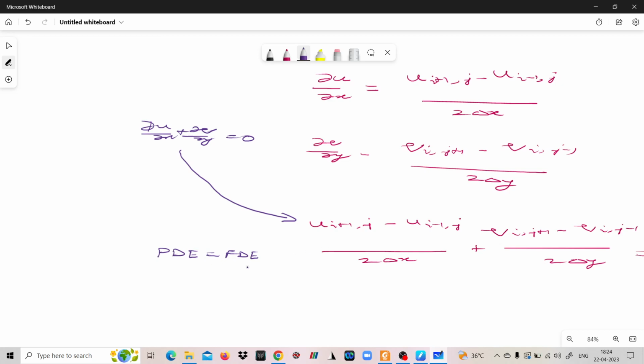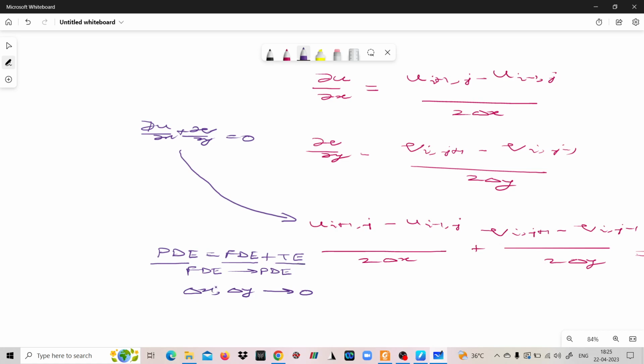Yeah, plus the truncation error. Okay, now by consistency we say that an FDE is consistent when the values of delta x and delta y tend to 0, meaning as the mesh size becomes fine, your FDE moves towards the PDE. See, PDE is equal to FDE plus truncation error.